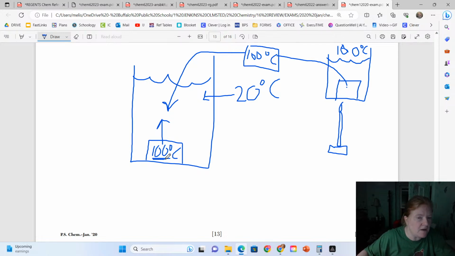So from whichever temperature is higher to whatever temperature is lower. If I put an ice cube in this water, the ice cube is going to be at 0, right? And this water is 20. So what temperature is higher, 0 or 20? 20, right? So it will go from the water to the ice cube. So yes, always from hot to cold.